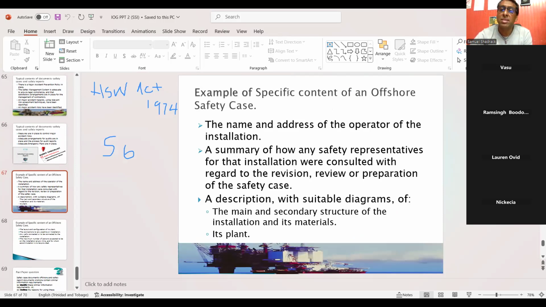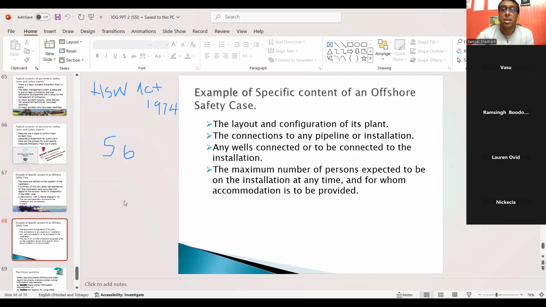Examples of specific contents of an offshore safety case. The name and address of the operator of the installation, look how much I have. A summary of how any safety representatives of that installation were consulted with regard to the revision, review, or preparation of the safety case. A description with suitable diagrams of the main and secondary structure of the installation and its materials and plans. The layout and configuration of the plant, the connection to any pipeline or installation, as well as wells connected or to be connected to the installation. So any wells, and that is a flow well we're talking about, right?